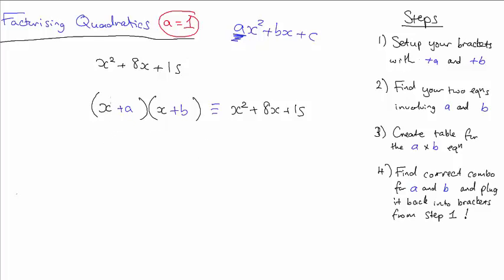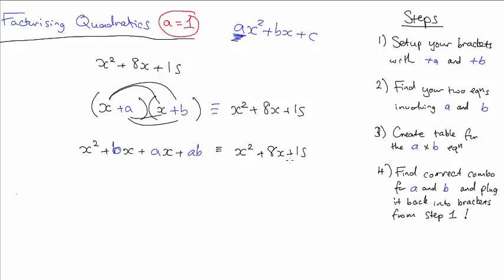Now we're going to multiply out these brackets, and this is what we get: x squared plus bx plus ax plus ab, equivalent to or equals, or whatever. Don't worry too much about that, by the way. I'm just being really mathematical about it.